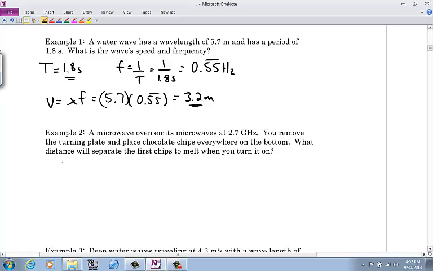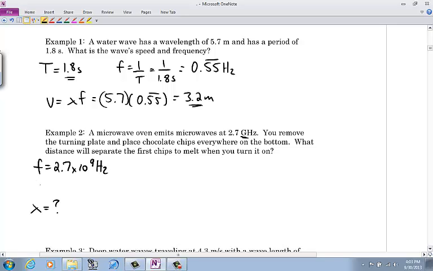A microwave oven emits microwaves at 2.7 gigahertz. So frequency is 2.7 times 10 to the 9 hertz. Make sure that you change your prefixes into the base unit. And chocolate chips are all over the bottom of the plate, so we want to see at what distance will chocolate chips melt from each other. In other words, what is the wavelength of this microwave?